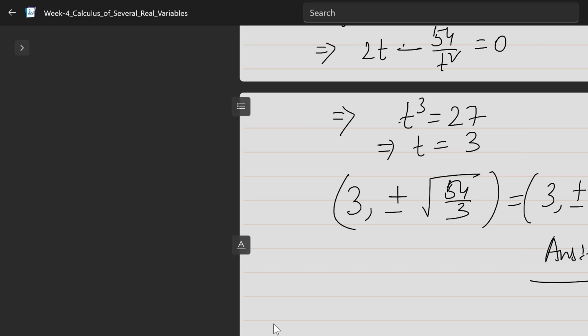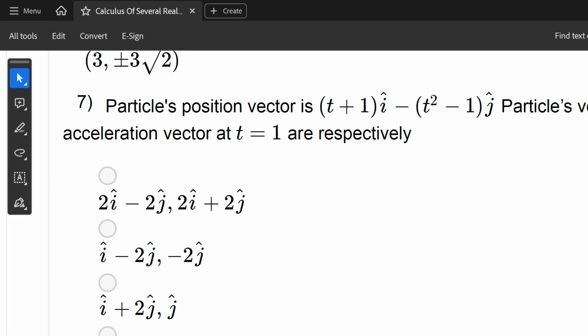So the next question is question number 7. I will show you again. A particle's position vector is this. What are the particle's velocity and acceleration at time t equal to 1? So, do you know how to find velocity and acceleration from a position vector?